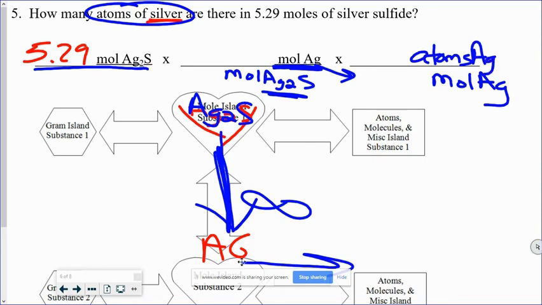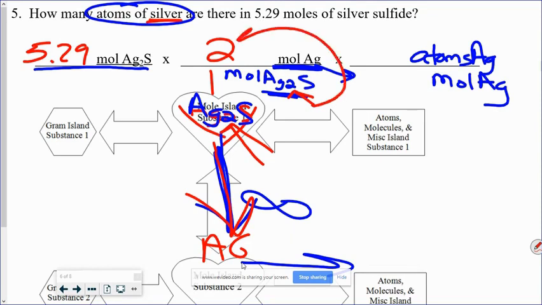We're now going to put in some numbers. So when we go from mole island to mole island, we use subscripts. There is a 2 right there, meaning that there's 2 Ags for every 1 Ag2S. So there's 2 moles of Ag for every 1 mole of this Ag2S. So right there, that's where that 2 comes from.